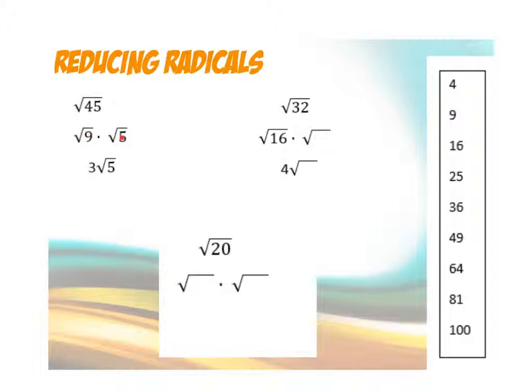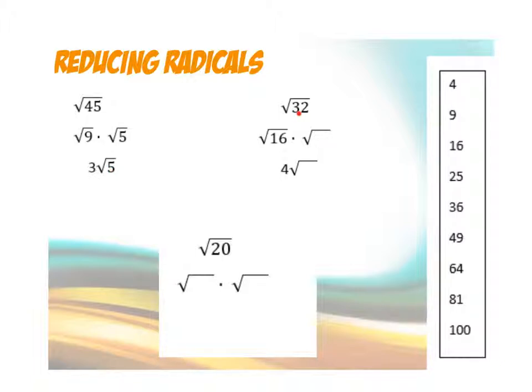It could be 15 and 3. But my goal is to try to pick a number that is a perfect square. If I can pull a perfect square, well, that's going to come out nice. So that goes to 3. And then I'm left with the square root of 5. That doesn't come out nice, and it's just going to stay inside the radical. But my number underneath the radical, we call that the radicand, is much smaller than it started off with.